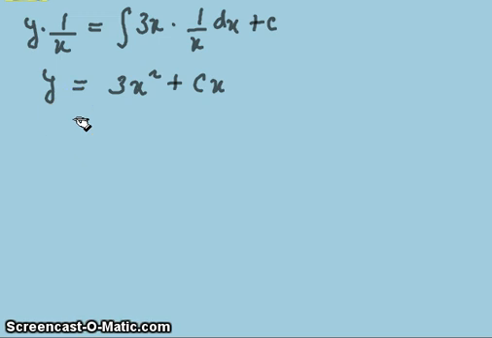Thus to the given differential equation we have found the solution, which is given as y equal to 3x square plus cx. With this we conclude the last lecture on differential equations, which was based on linear differential equations and their solutions.